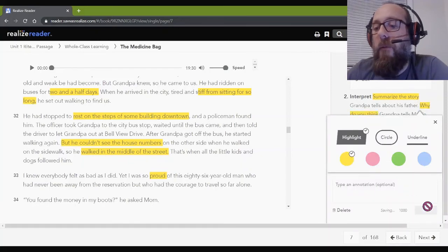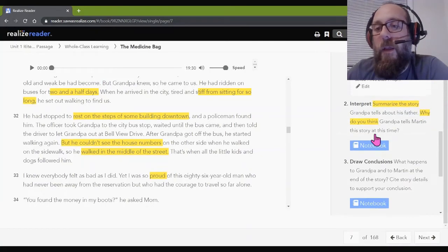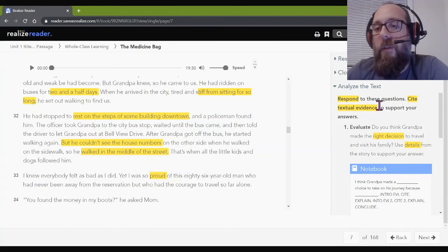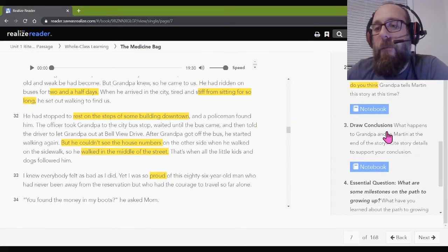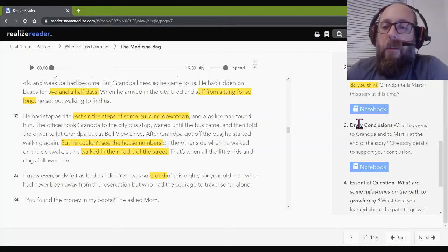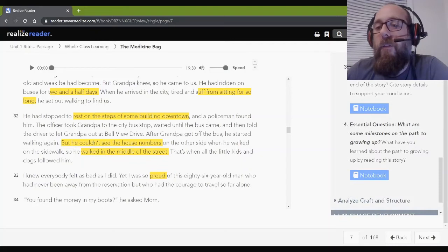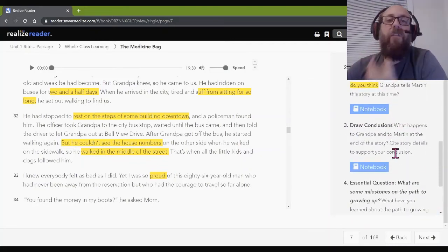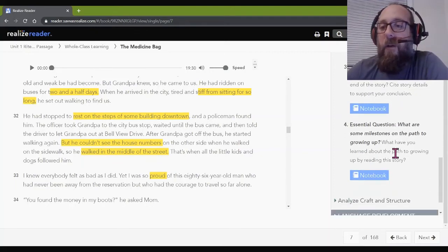So for me, this one doesn't say cite evidence, really. You could make the argument that this says cite evidence, but I think you're citing evidence by summarizing the story. Why do you think he tells him the story at this time? Think about it. Draw conclusions, essential questions. So make sure you annotate each of these questions as well, and I'll check back with you in a minute.